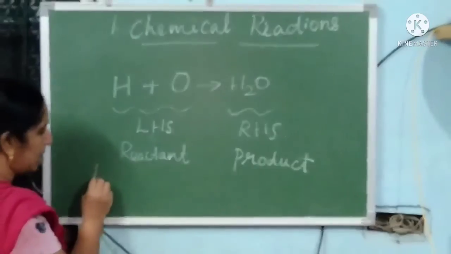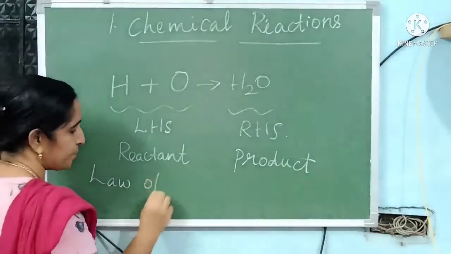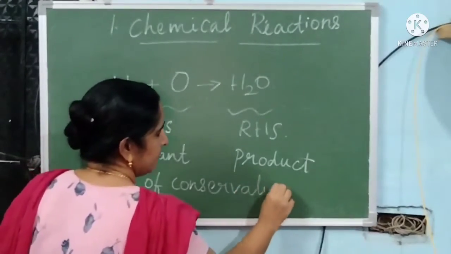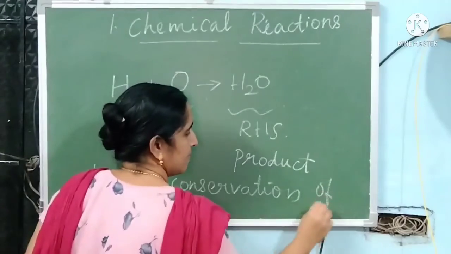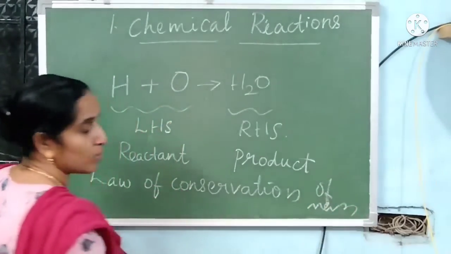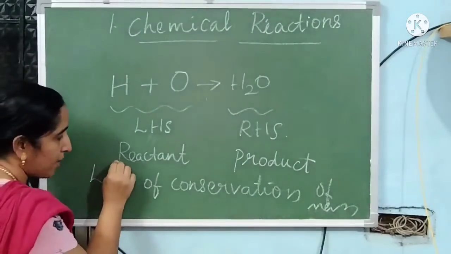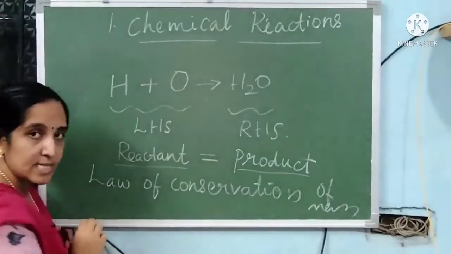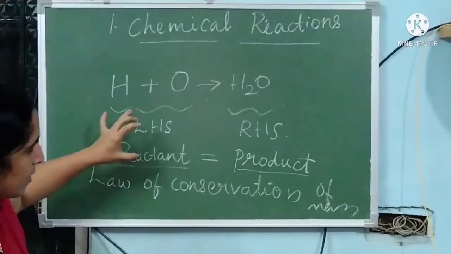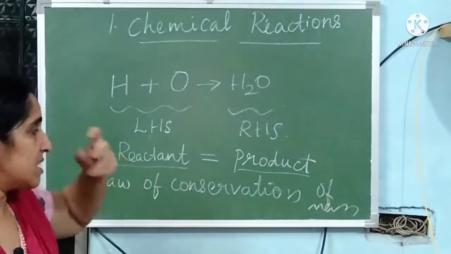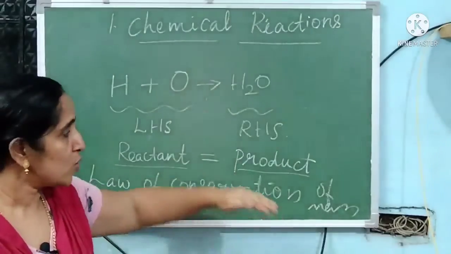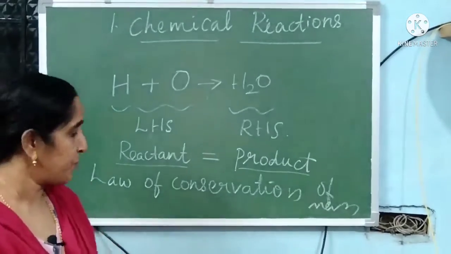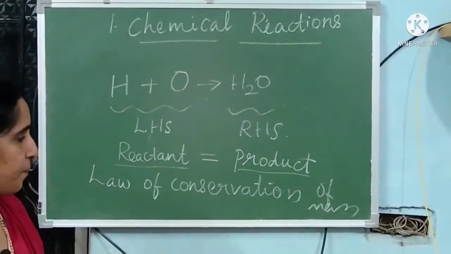According to the law of conservation of mass, the mass of the reactants and the mass of the products will always be the same. This is called the law of conservation of mass. So a chemical equation always obeys the law of conservation of mass.